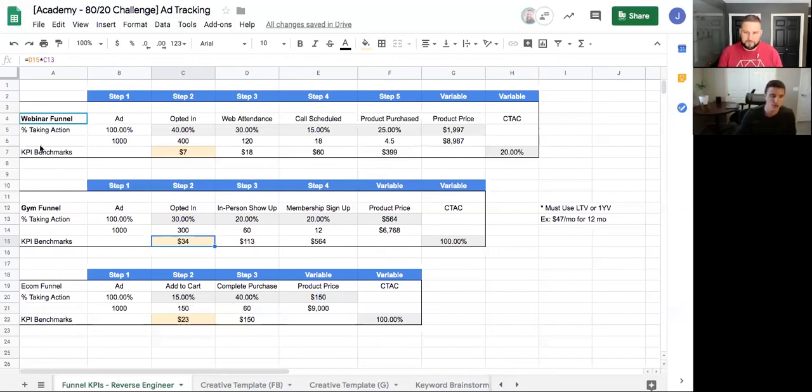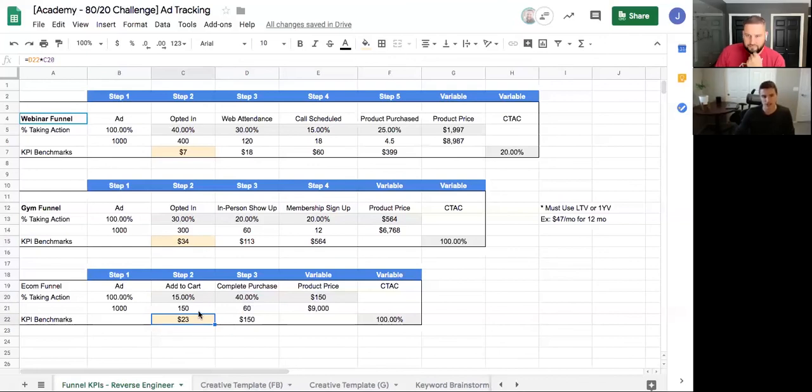So taking a look at the e-commerce funnel, this is a very simple funnel, right? A low ticket product for $150. So someone sees an ad. Of the people who click the ad, 15% of the people who see the landing page are actually going to add that to their cart. Typically, in the average e-commerce sales funnel, you get a 60% cart abandonment rate. And so 40% of the people actually complete the purchase. Based on that, again, we're assuming we're fine being break even. That means that we can afford to pay $23 per add to cart and $150 per purchase.